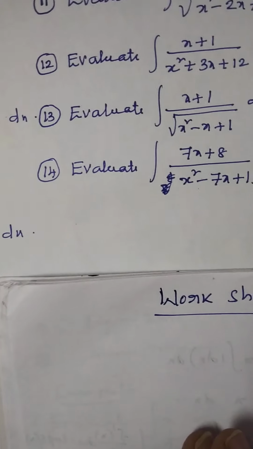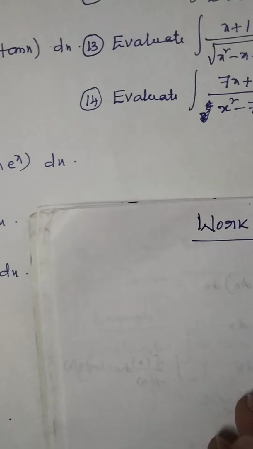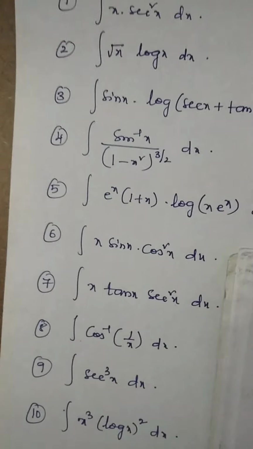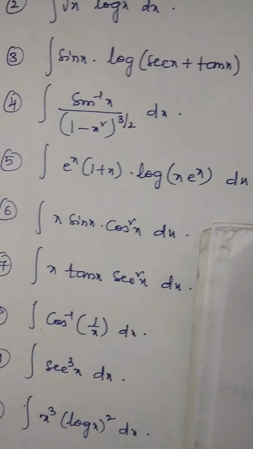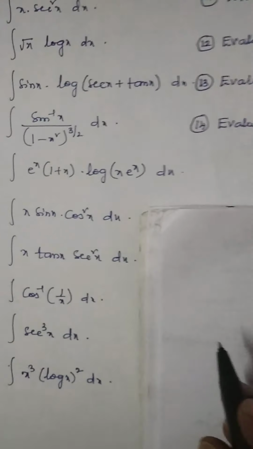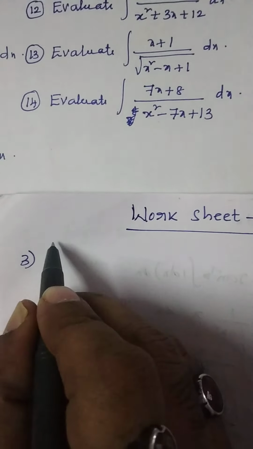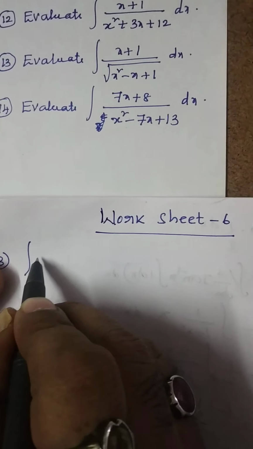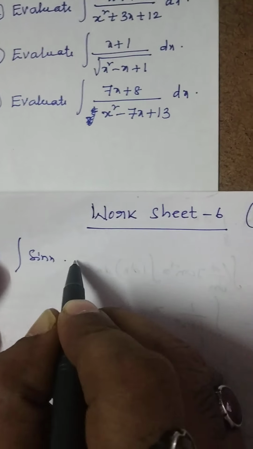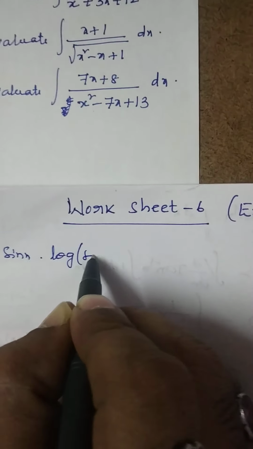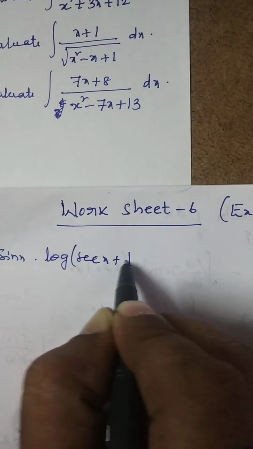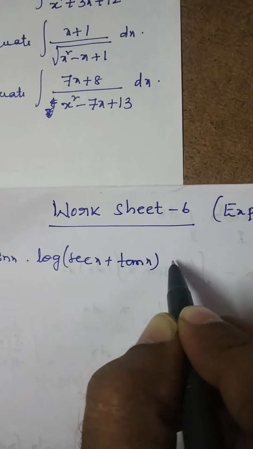From question number 3 to question number 10 are a little bit difficult, so I am going to explain that part now. Look at question number 3. What is question number 3? Integration of sin x into log of secant x plus tan x.